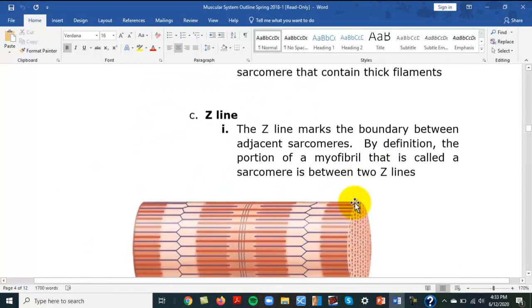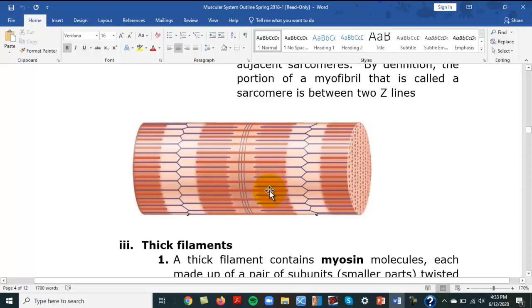All right, so I'm trying to do this where you don't have to print anything out, of course. But like I was saying, here's the Z line, I-band, this is the A-band, here's the M line, the H zone, but the A-bands are the dense areas on each side. And you can kind of see them there. See, the red would be the thick filaments, and this looks like it's purple. Those are the thin filaments.